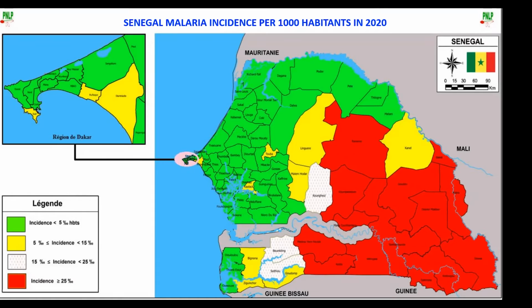So for all of that, the NMCP is asking questions. As you can see, all the interventions are the same nationwide. But why in the north have we been seeing green for elimination, and in the south we have been seeing red? So the question has been raised.